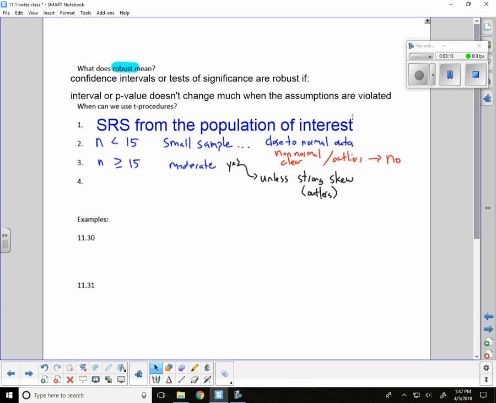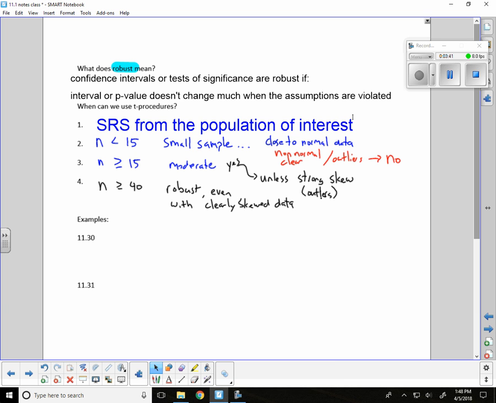And then we've got this last case where if we can just get up to somewhere around 40 in our sample size, that's kind of what we consider a large sample, the test is going to be robust, even with clearly skewed data.